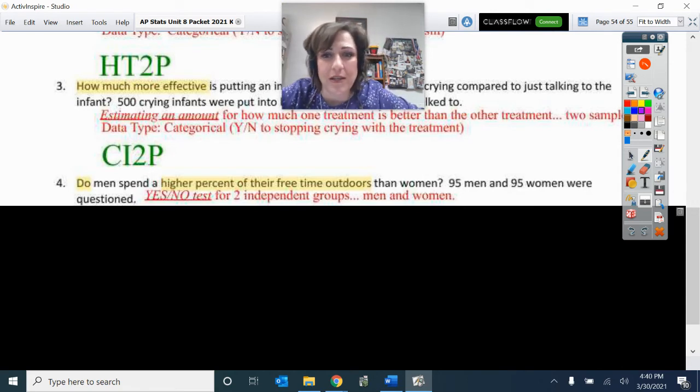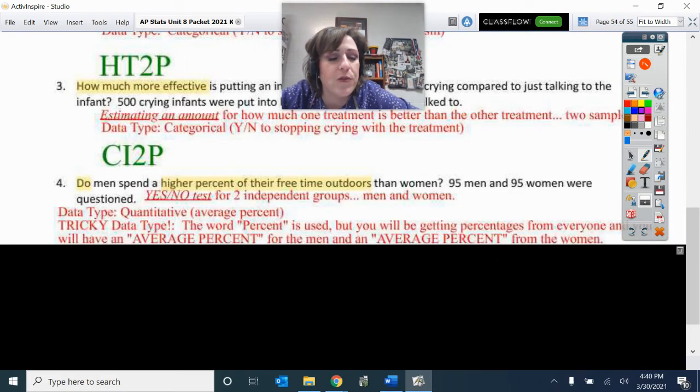Yeah, that one's a tricky one. So it's not like, do you go outside? Yes or no. So the proportion of men that go outside, it's not that. So the data type is actually quantitative. We're going to be averaging the percent. So what are we down to? Hypothesis test for 2 independent means.